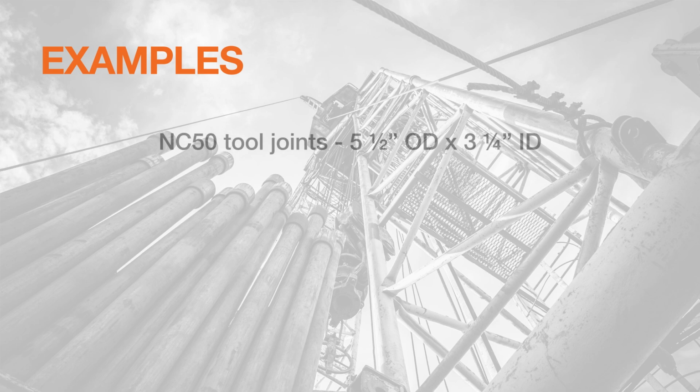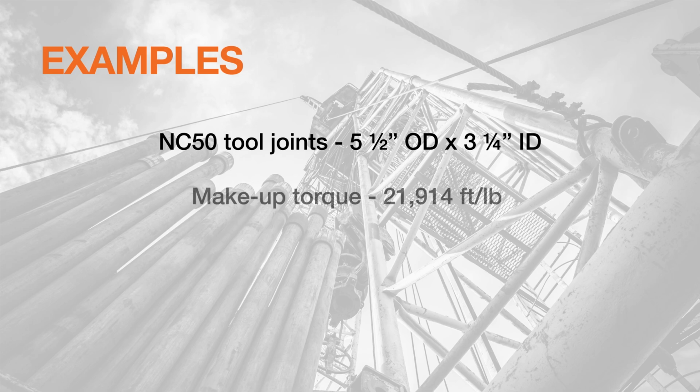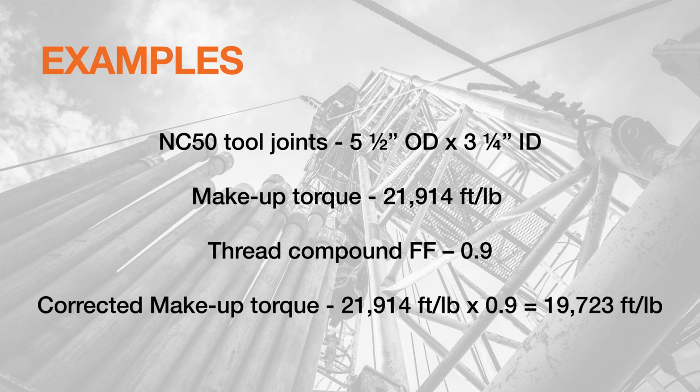Example: NC50 tool joint, 5.5 OD by 3.25 ID. Makeup torque is 21,914 foot-pounds. Thread compound friction factor is 0.9. To correct makeup torque, multiply torque by the friction factor: 21,914 foot-pounds times 0.9 is equal to 19,723 foot-pounds. Use the same equation for different friction factors.